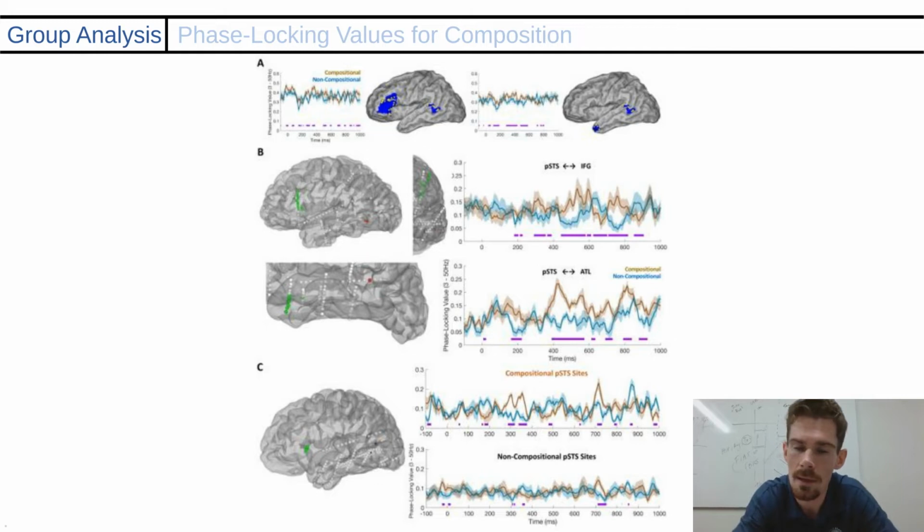In addition, the 2 regions that I've already mentioned, PSTS and IFG, showed significant functional connectivity during phrase composition relative to non-phrase composition. So you can see in panel C at the bottom there that the sites in PSTS, the electrodes that were sensitive to composition, or that did show greater BGA responses to phrases, those were the electrodes that showed increased functional connectivity with IFG, and not the other PSTS electrodes that did not show effects of composition.